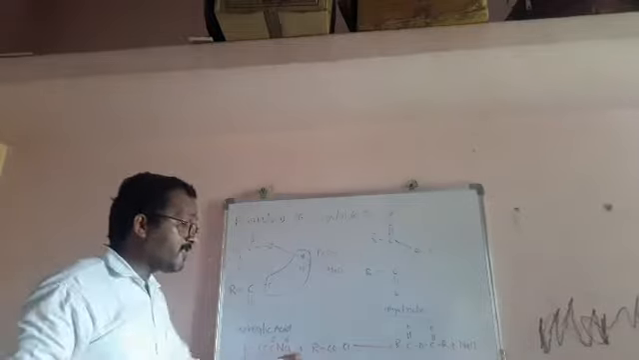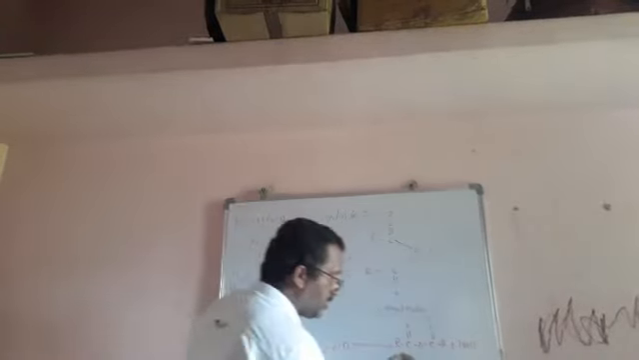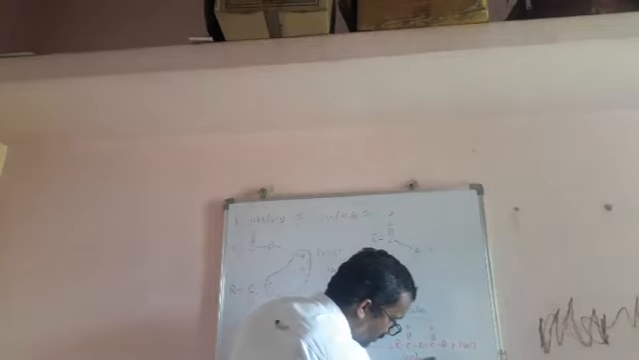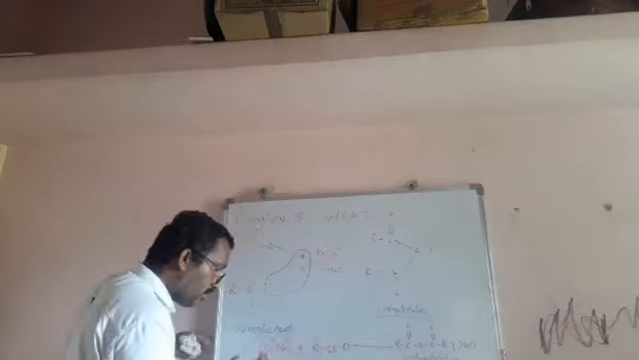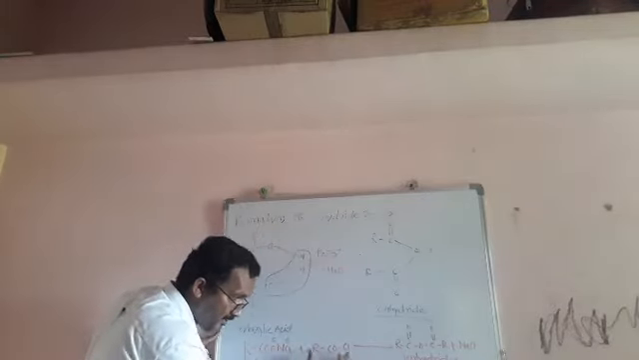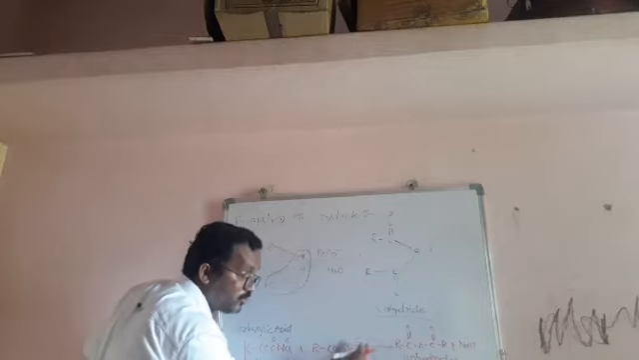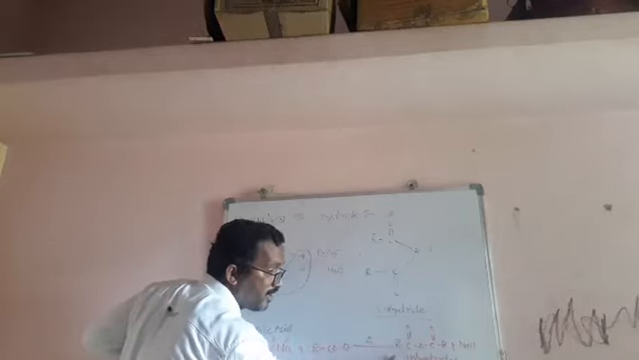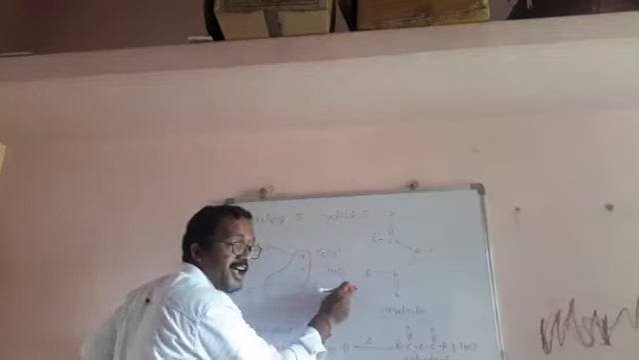By using these reactions, we get a better yield of anhydrides. When the sodium carboxylate is heated with acyl chloride, it gives the corresponding anhydride, and the yield of this anhydride is better than that of the previous reaction. This is the formation of anhydrides.